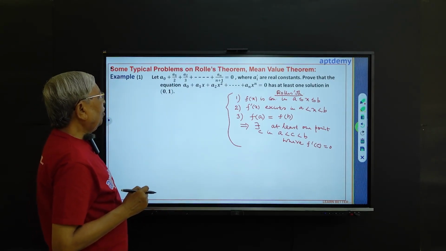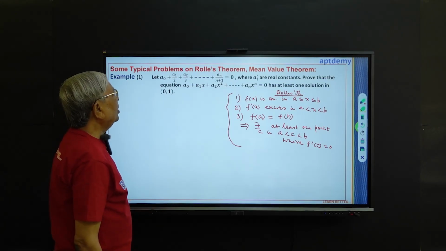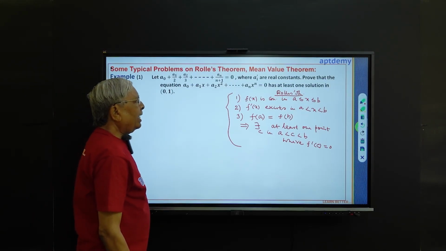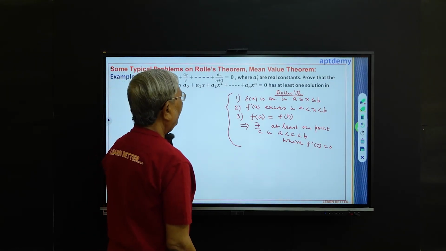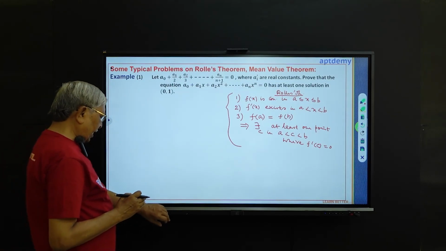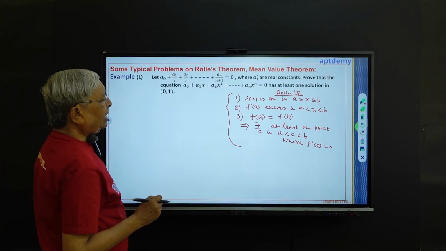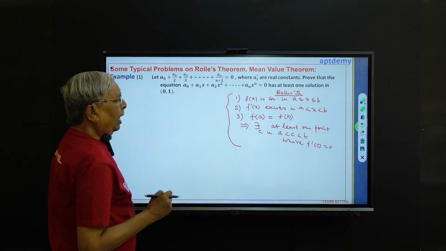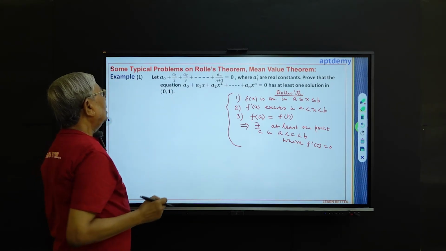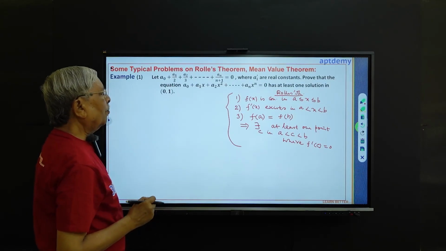Let a0 plus a1 by 2 plus a2 by 3 up to an by n plus 1 equals 0, where the ai are real constants. Prove that the equation a0 plus a1x plus a2x squared up to an x to the power n equals 0 has at least one solution, that is, one root in the open interval 0, 1.